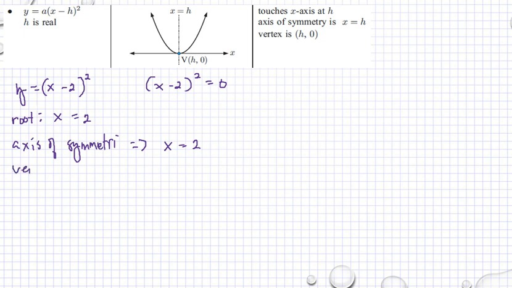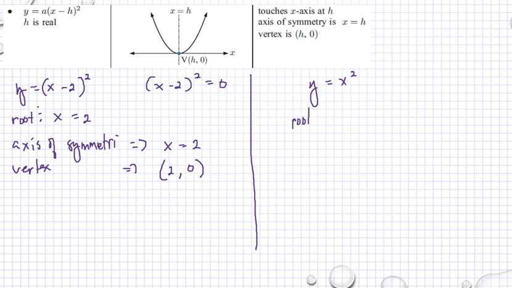And then your vertex is always your h and 0, because it's here. It makes things easier. Okay. So another example is when I have y is equal to x squared. Then I know that my root is x is equal to 0, because (x minus 0) squared is equal to 0.